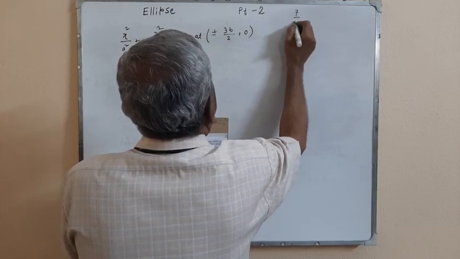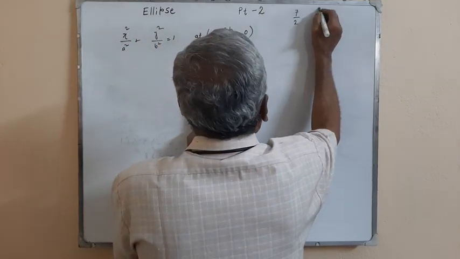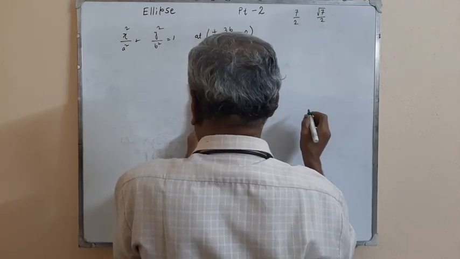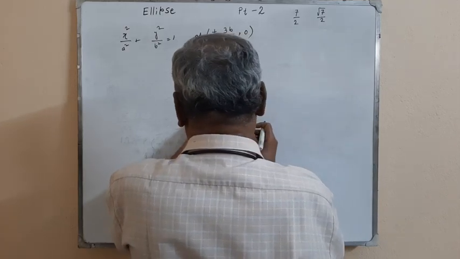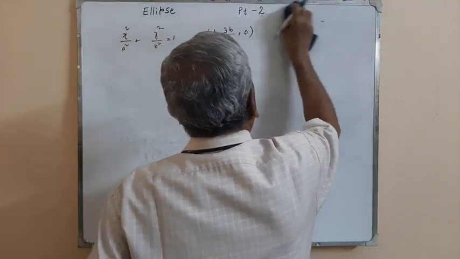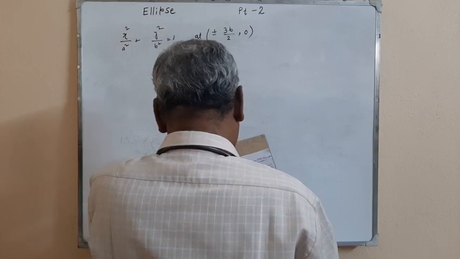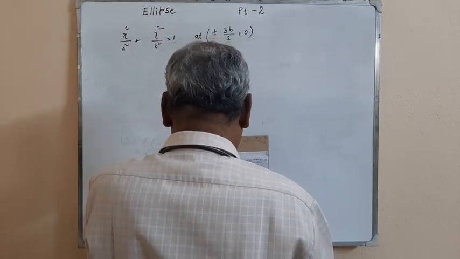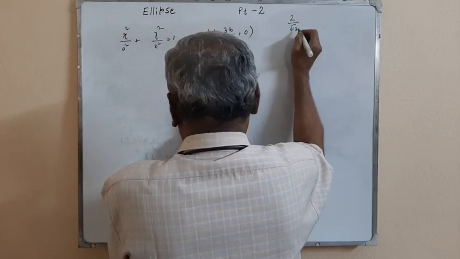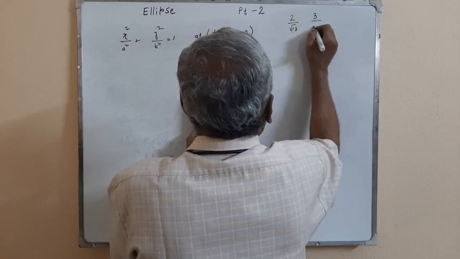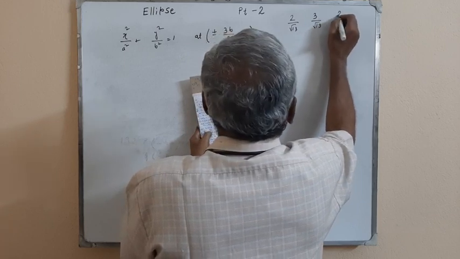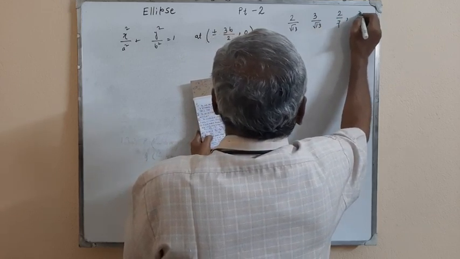7 by 2, root 7 by 2, sorry, it is actually 2 by root 13, 3 by root 13, 2 by 7, 3 by 7.